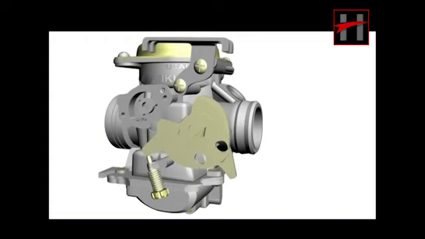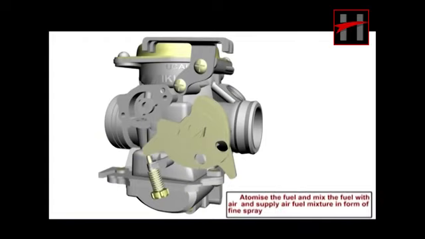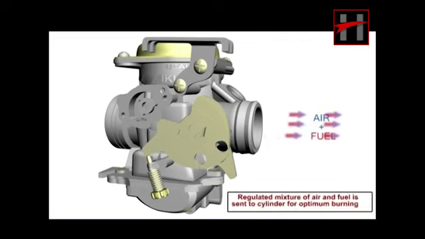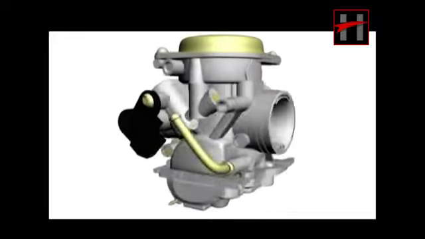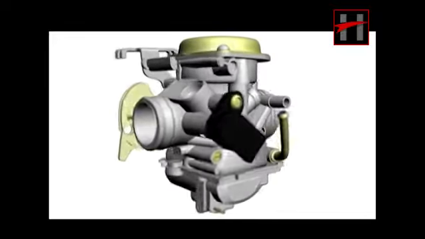One of the functions of the carburetor is to atomize the fuel, mix the fuel with air, and supply the air-fuel mixture in the form of a fine spray. The regulated mixture of air and fuel is sent to the cylinder for optimum burning. The carburetor uses the principle of a sprayer.